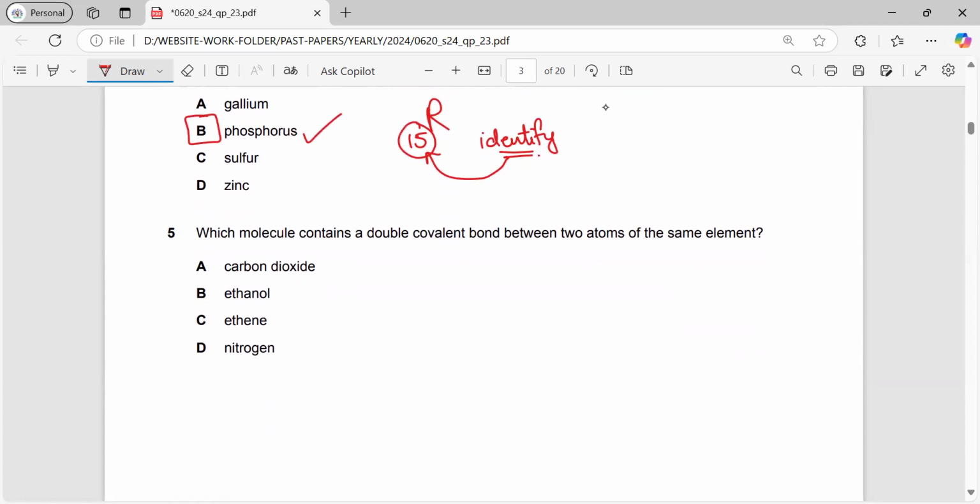Number 5. Which molecule contains a double covalent bond between two atoms of the same element?